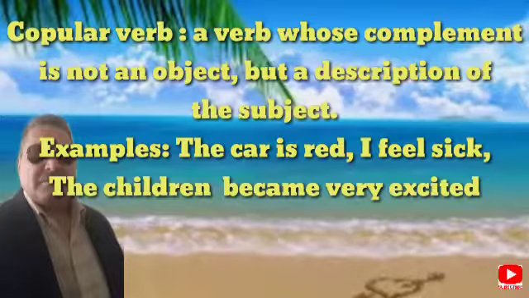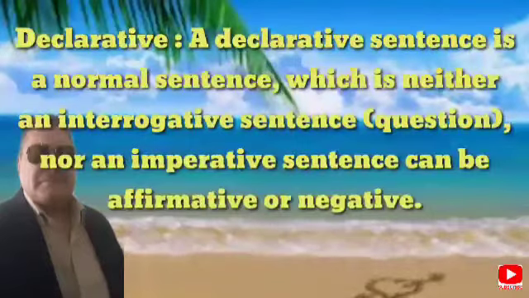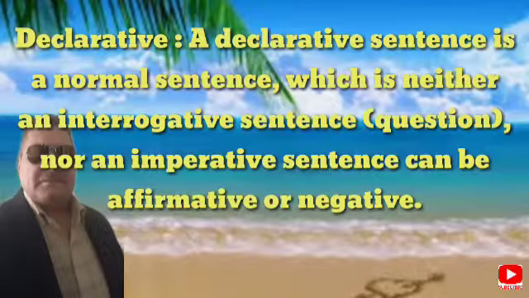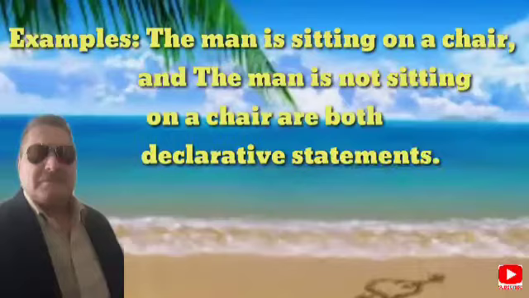Declarative. A declarative sentence is a normal sentence which is neither an interrogative sentence, question, nor an exclamation, nor an imperative. A declarative sentence can be affirmative or negative. Examples: the man is sitting on a chair and the man is not sitting on a chair are both declarative statements.